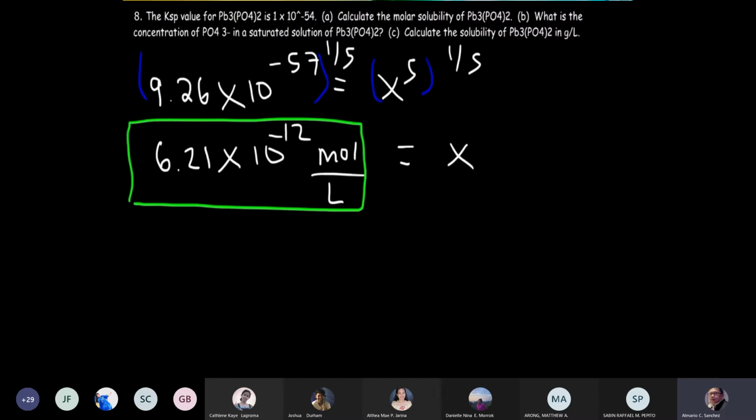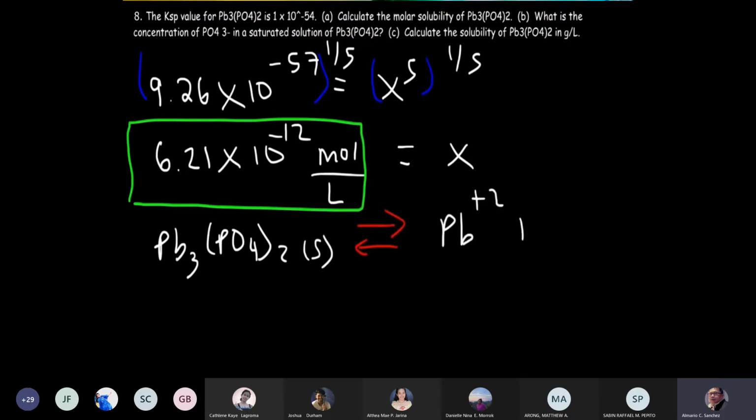Now let's move on to part B. What is the concentration of phosphate in a saturated solution of lead 2 phosphate? So let's write the reaction first. Lead 2 phosphate is going to dissociate into the Pb plus 2 ion and also the phosphate ion. Now the subscripts are 3 and 2, so to balance it, we need to put a 3 here and a 2 in front of phosphate.